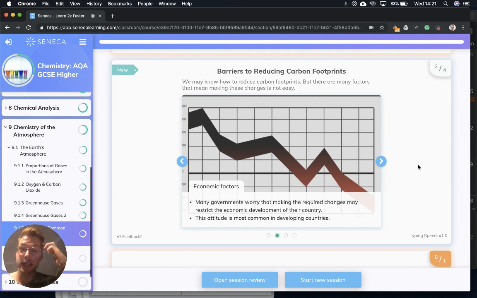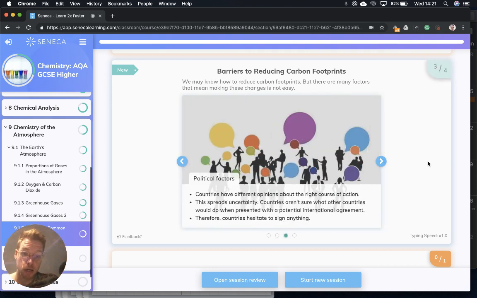There is also some economic factors we need to talk about. So, many governments worry that making the required changes could restrict economic development of the country. And this attitude is most common in developing countries. Bear in mind, like England, we had our Industrial Revolution hundreds of years ago, but we didn't know the consequences of burning so many fossil fuels and that kind of stuff.